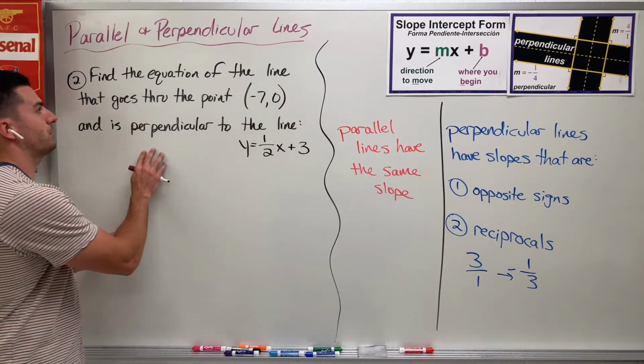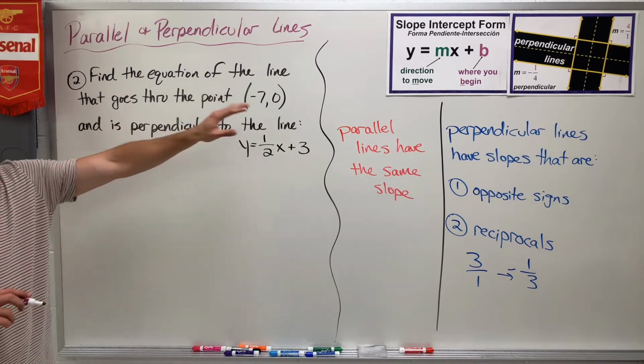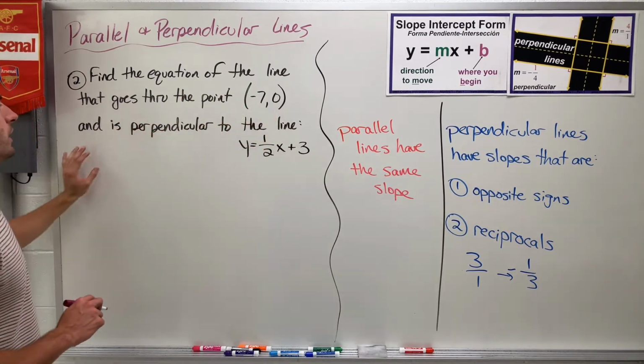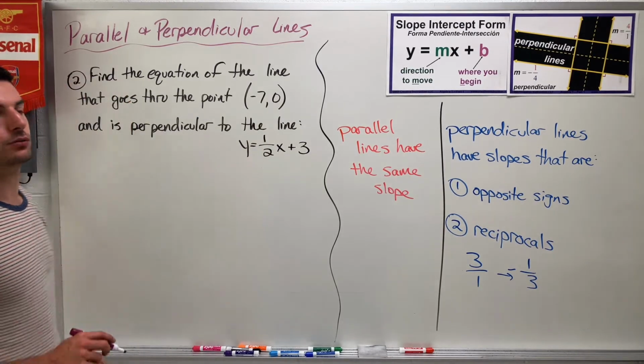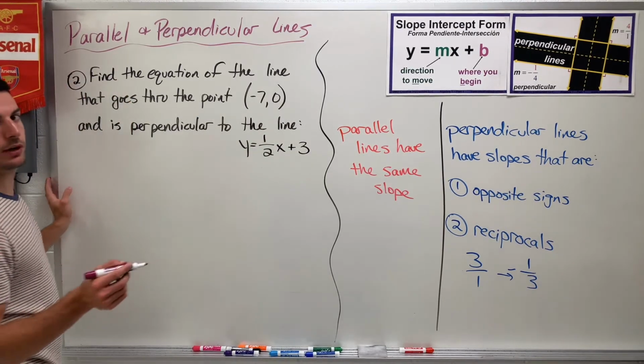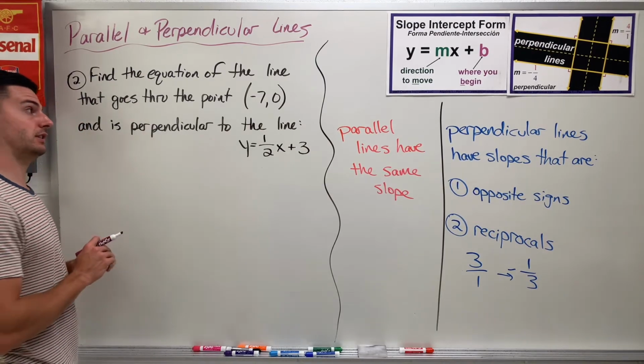Alrighty, I got number 2 up here. Number 2, similar, but it says find the equation of the line that goes through the point negative 7 comma 0 and is perpendicular to the line y equals 1/2 x plus 3. Okay, so again, look at what I'm given here. Am I told the slope and the y-intercept? No, I'm not explicitly, okay?